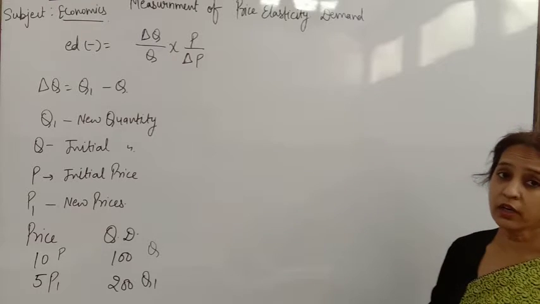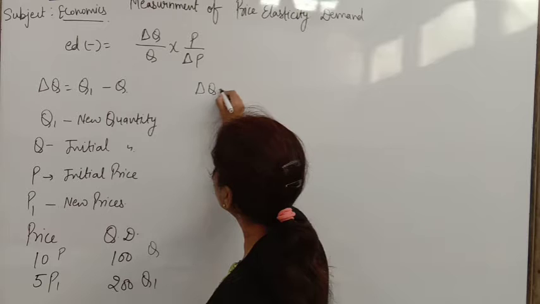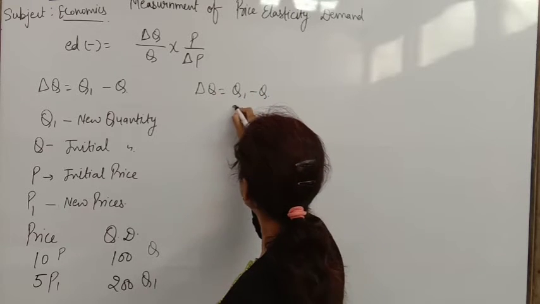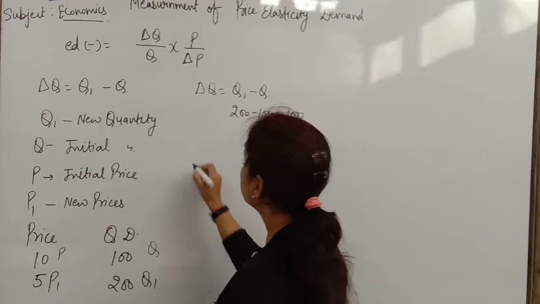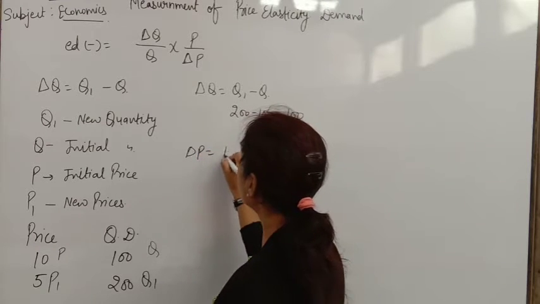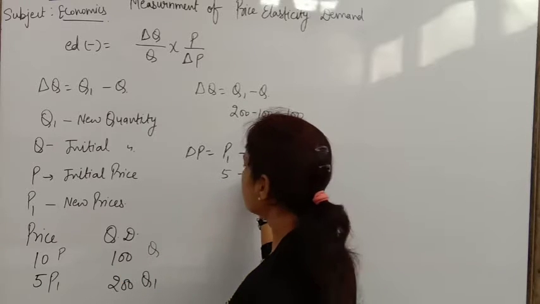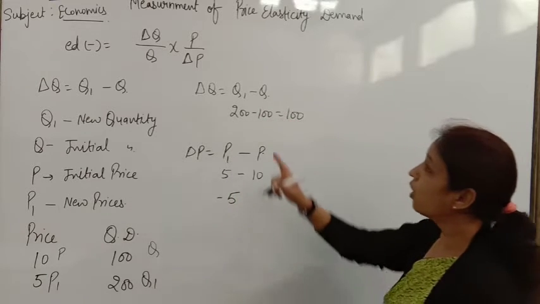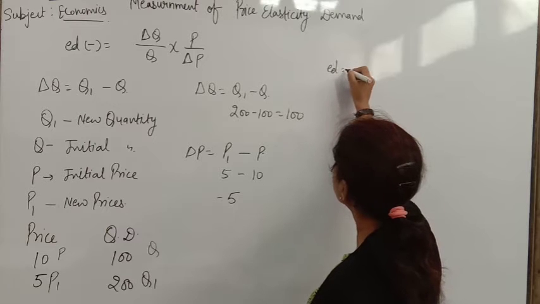Now how are we going to find change in Q? Change in Q equals Q1 minus Q, 200 minus 100. Clear? Change in P, how are we going to find it? P1 minus P, 5 minus 10. How much will it be? Minus 5. Clear?